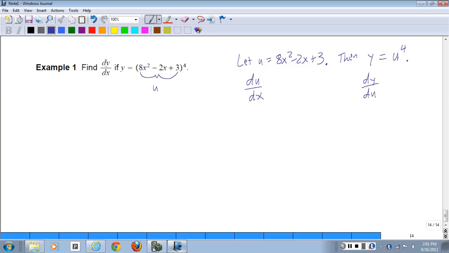Is this the first time we've talked about dy du? The independent variable is different, but it's the same idea. The derivative of y with respect to u. So du dx is going to be 16x minus 2, and dy du is 4u cubed.